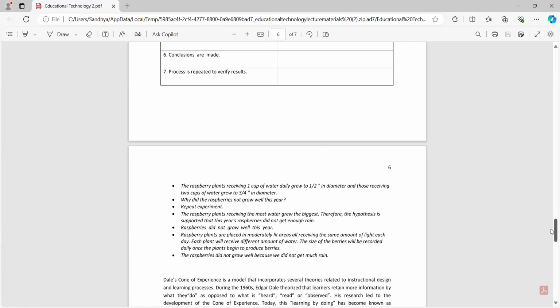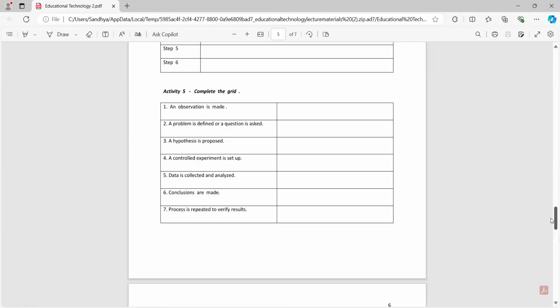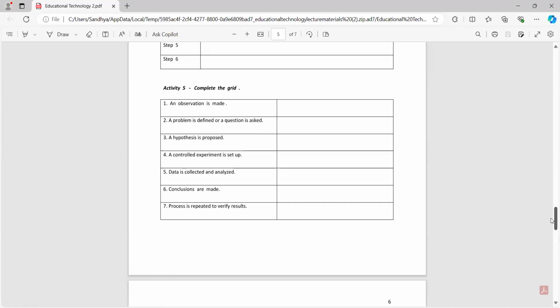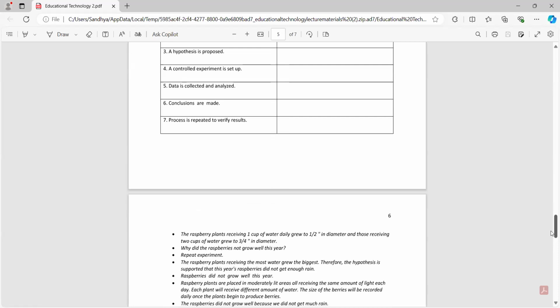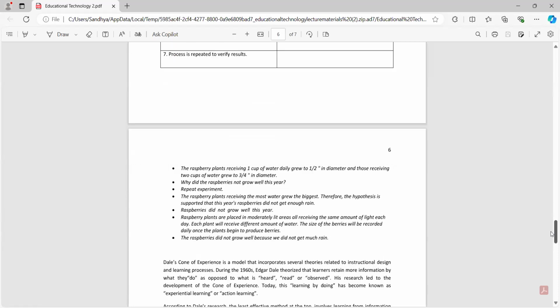Yes, ma'am. Yes, madam, it's clear. Then after hypothesis is proposed, a controlled experiment is set up. Which one? The sixth one. Raspberry plants are placed in moderately lit areas, all receiving the same amount of light each day. Each plant will receive different amounts of water because you're testing whether the water is a kind of factor.